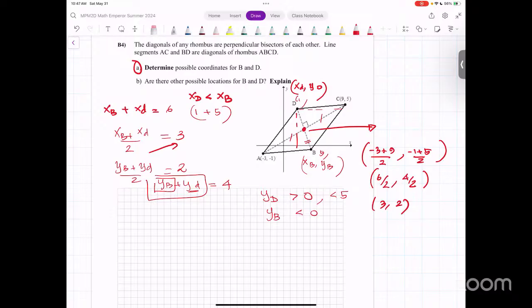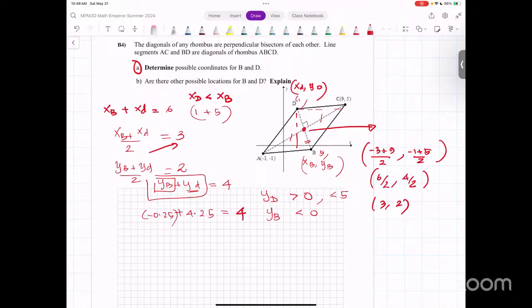YB can be negative now, right? A decimal number. We don't need to give positive answers. So I can say 4.25 and negative 0.25, isn't it? Are you just following that?